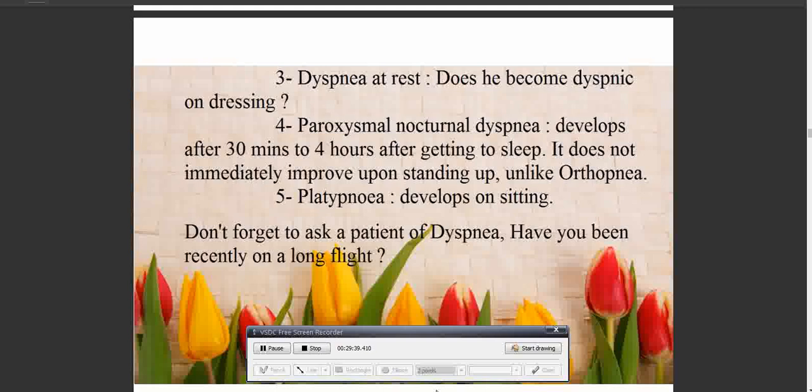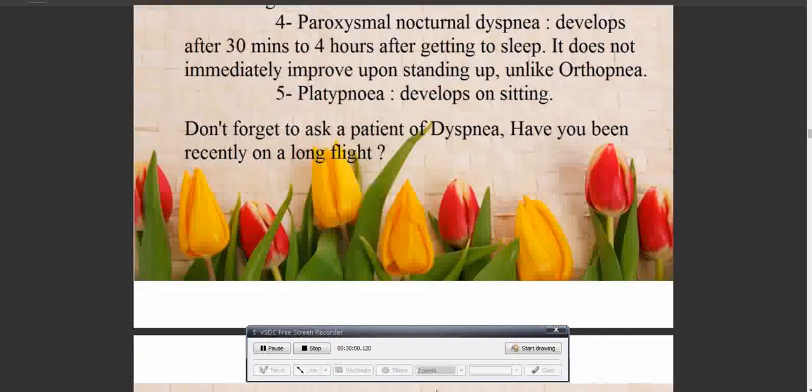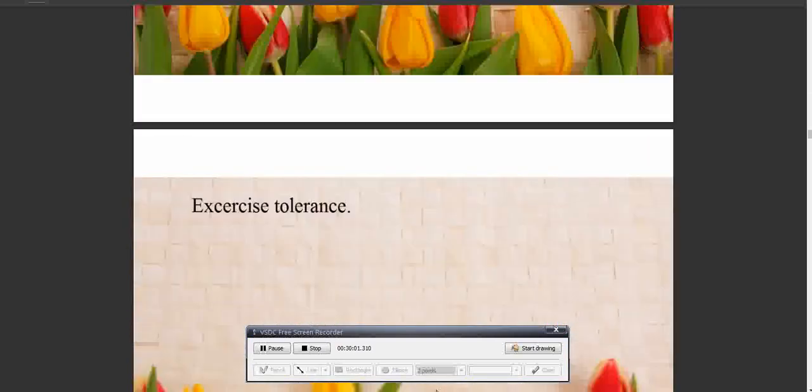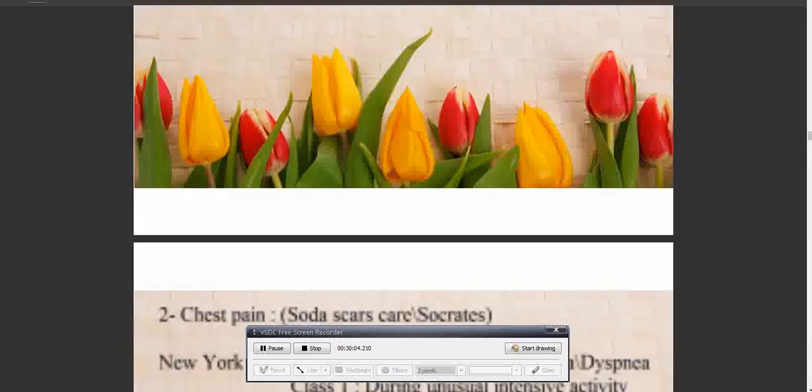Paroxysmal nocturnal dyspnea develops 30 minutes to 4 hours after getting to sleep. It does not immediately improve upon standing up, unlike orthopnea. Platypnea is another one, it develops on sitting. Don't forget to ask about risk factors for dyspnea. Have you been recently on a long flight? Also ask about exercise tolerance when you are doing this.